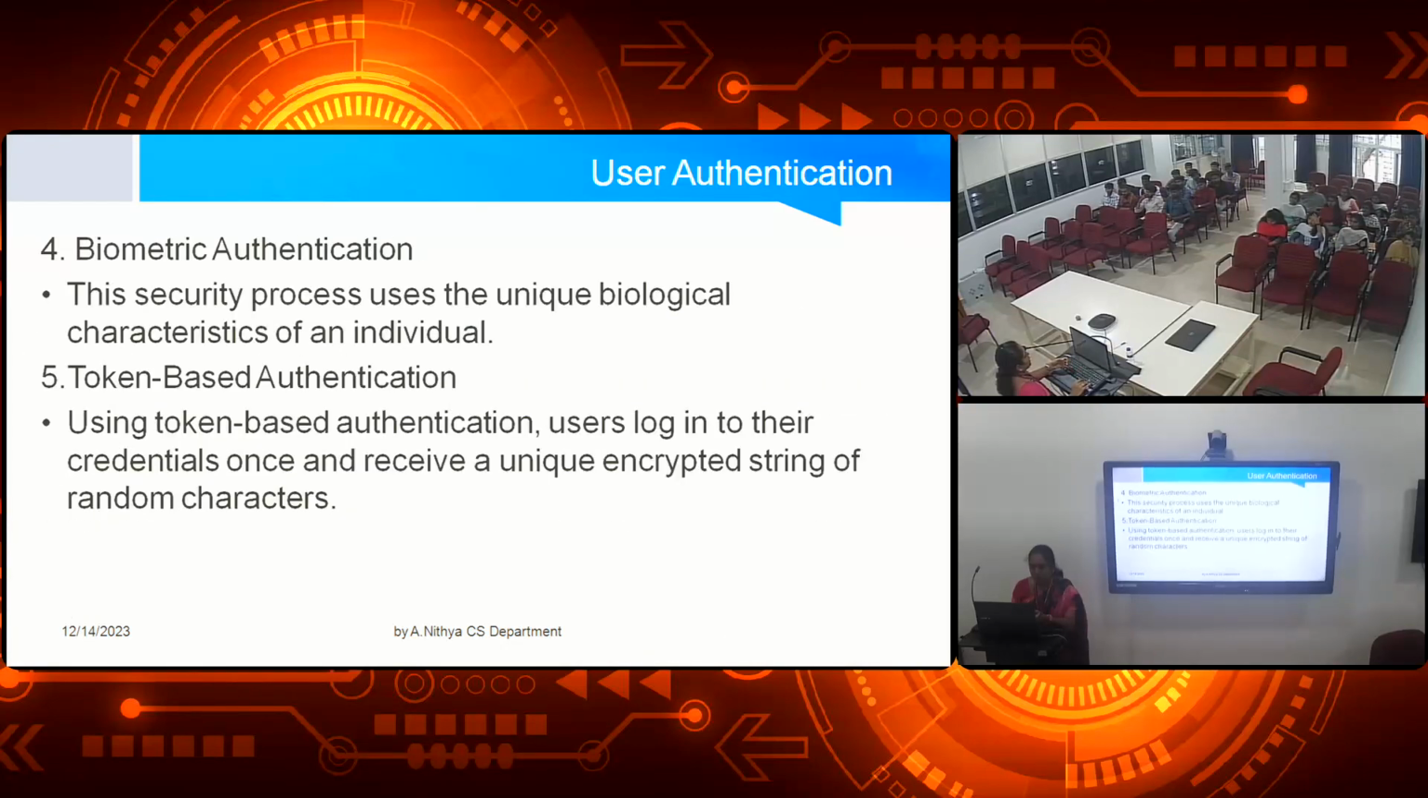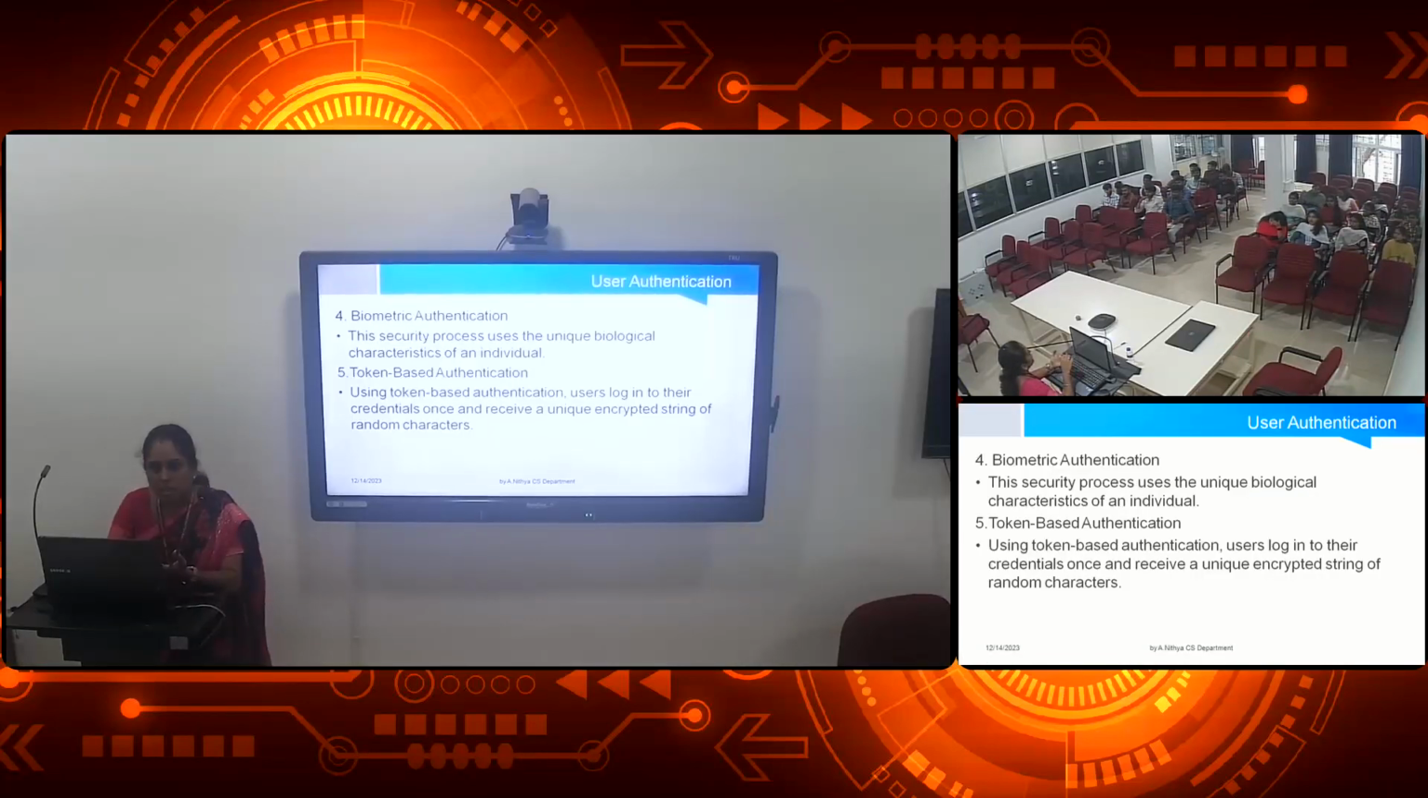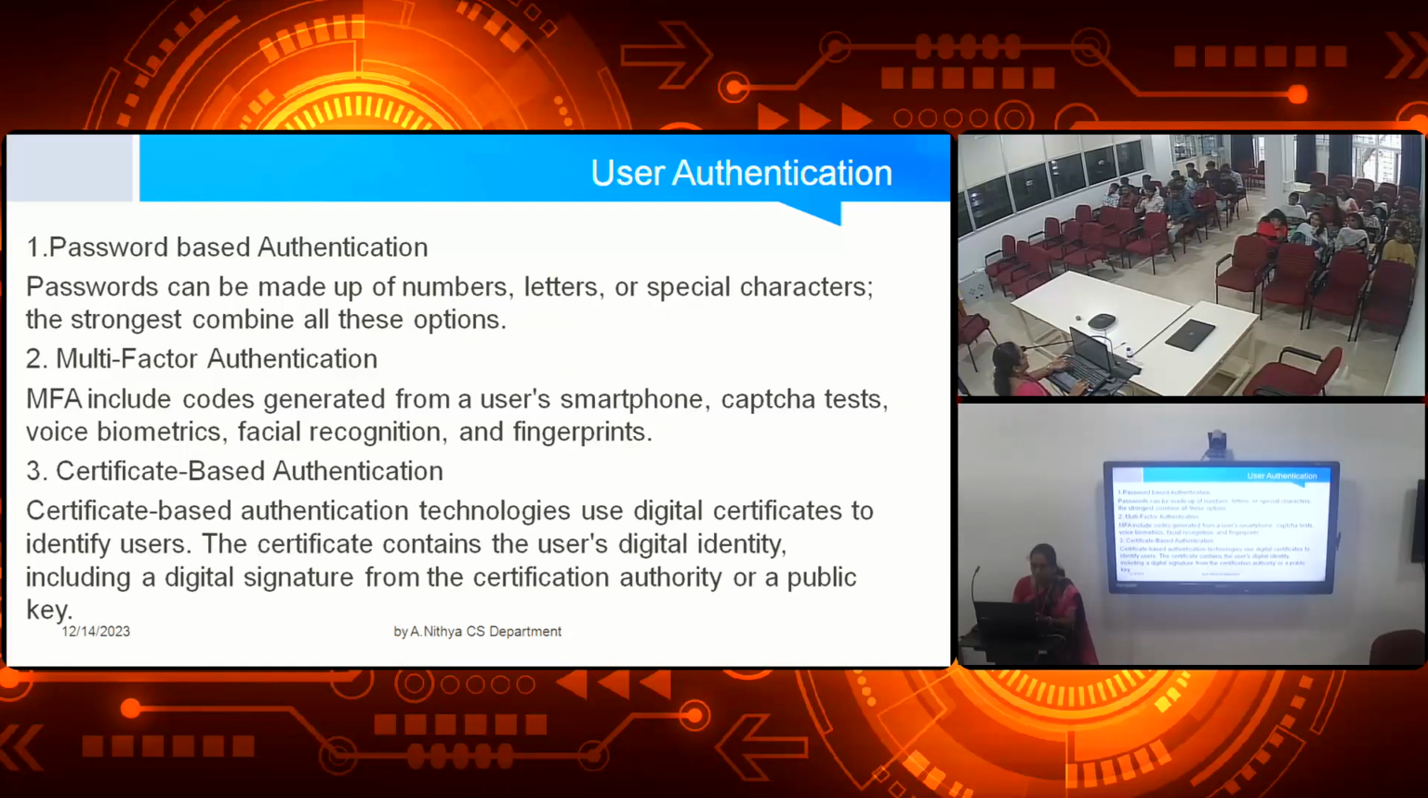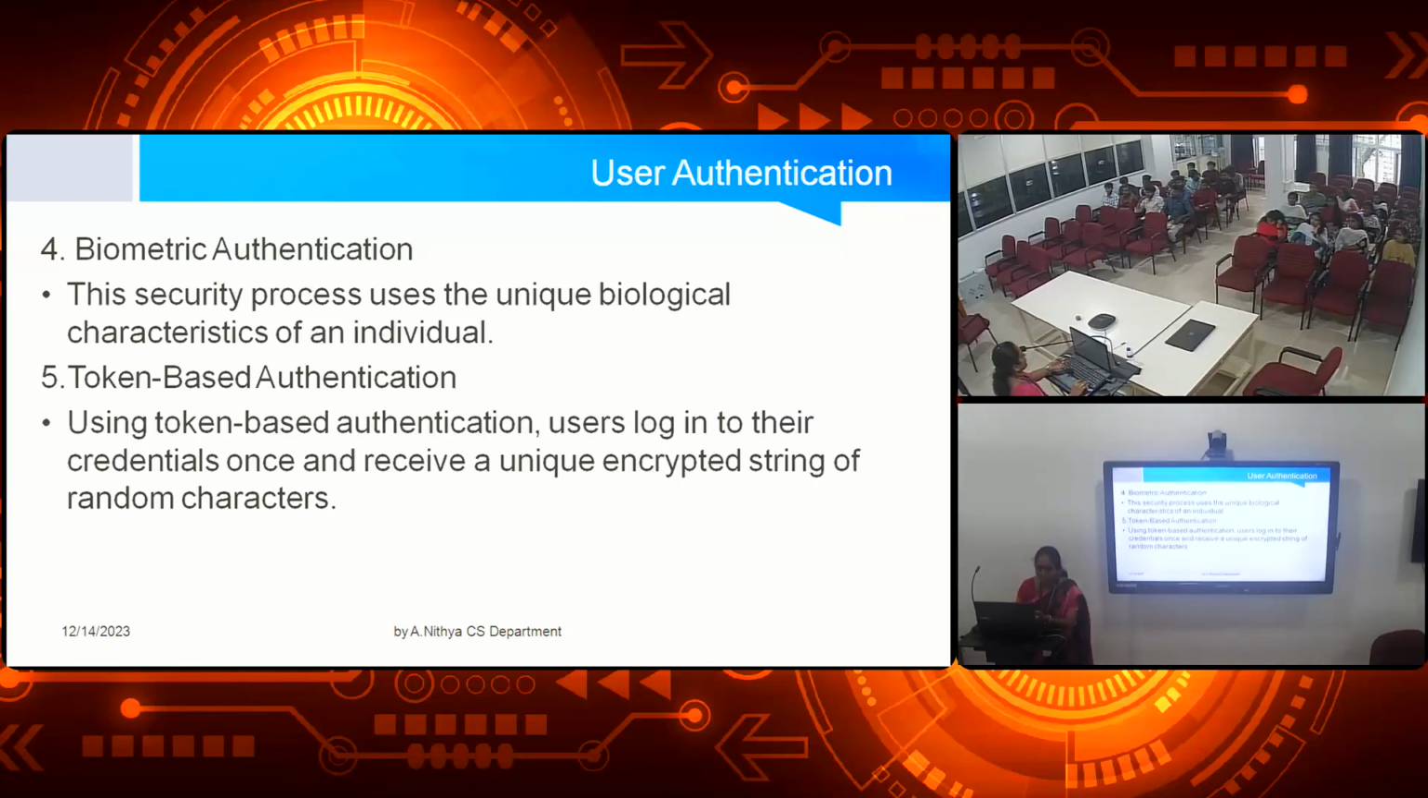So how many types of authentication are we having? 5 types. First one, password. Second one, multi-factor. It consists of many things, that is captcha, smartphone, biometric, facial or pattern, anything. Third one, certificate, which is one of the digital identities. Then biometric and token based authentication. So these are all types of user authentication.